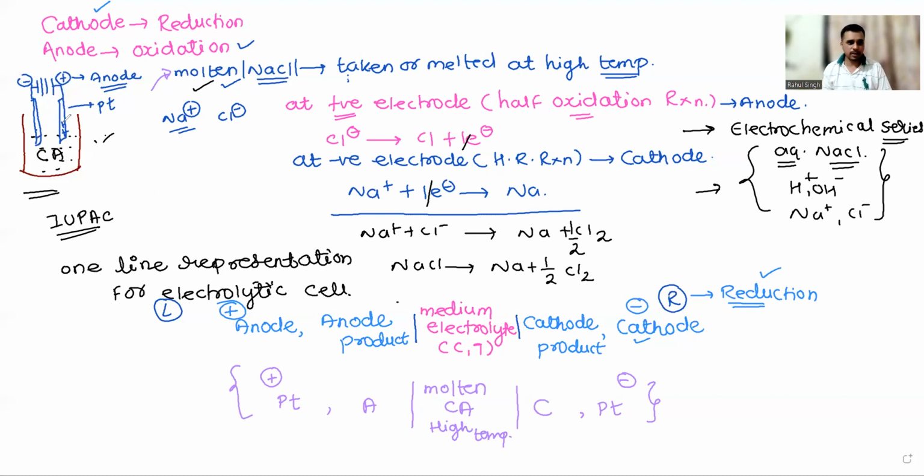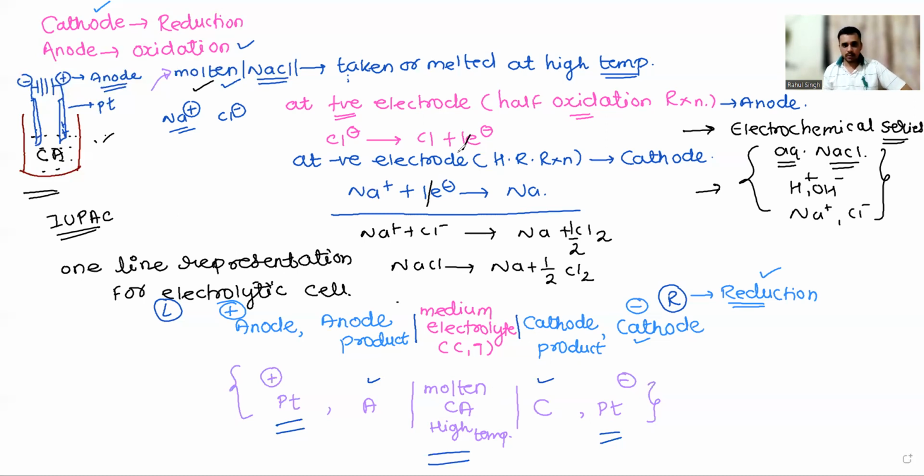Instead of drawing this cumbersome cell, we can use this part. And in many terminologies, we get platinum, the medium and the electrodes given. We have to only write the products over here. So this is the part that we can use and write. For the same thing, we can write for NaCl also. NaCl is molten. Here NaCl is there, high temperature, platinum. So what we are getting is very much important.